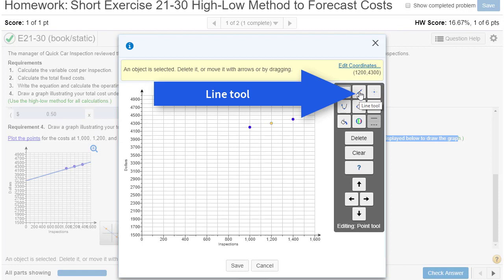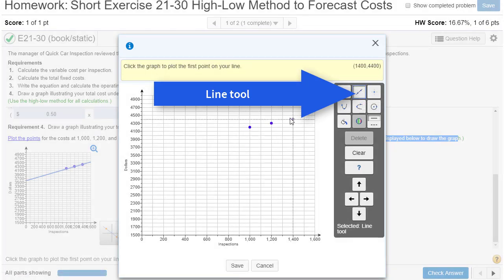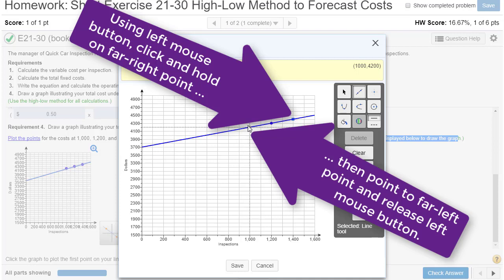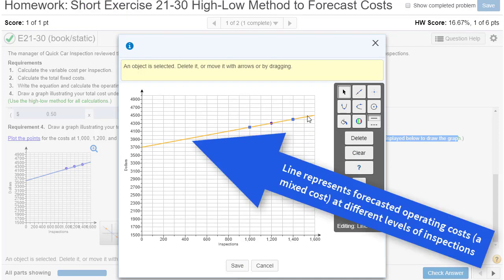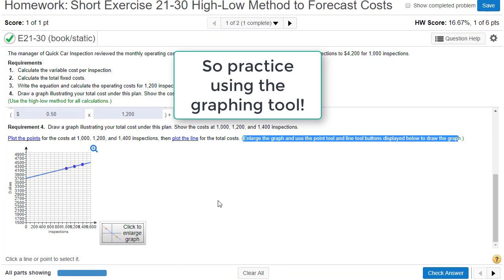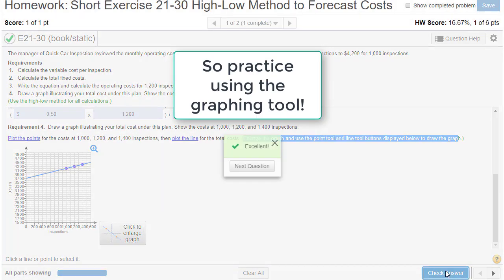So to draw the line, we're going to click on the line tool. Click here and then click and drag. Click on the first dot, drag it to the furthest left dot, let go, and then click on save. So this is the graph of our mixed cost. We could use this and say, well, if we had 400 inspections, it looks like we're going to have about $3,900 of costs. So that's the power of using this high-low method to forecast costs. And that's it.